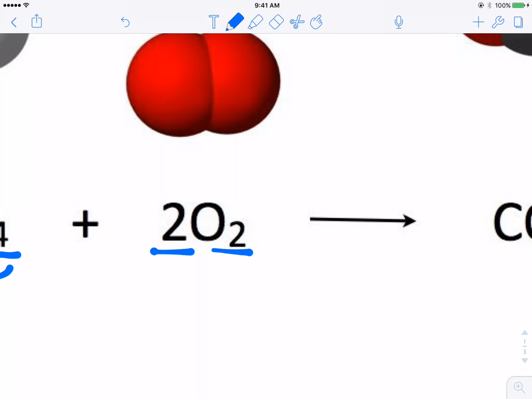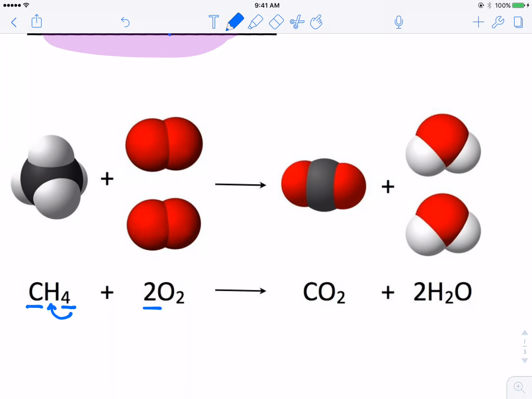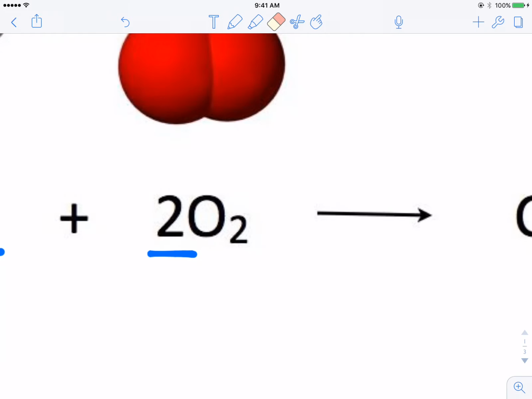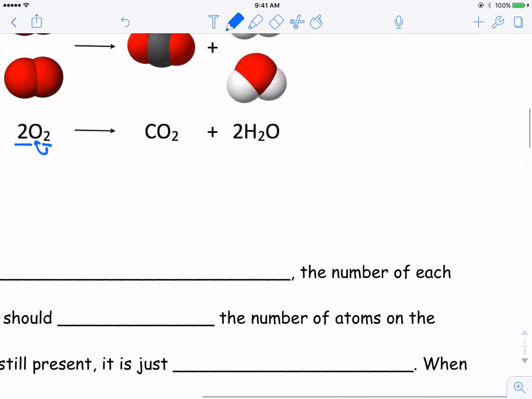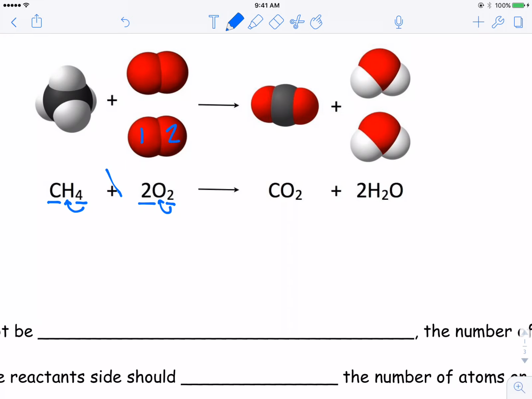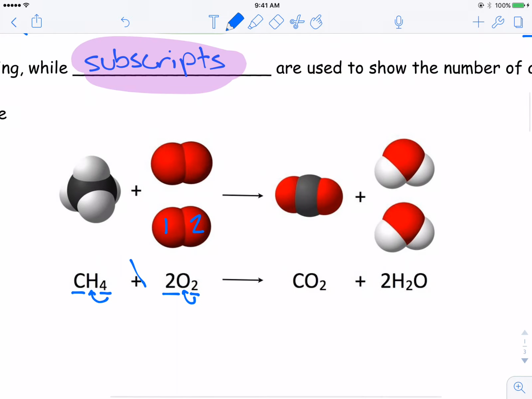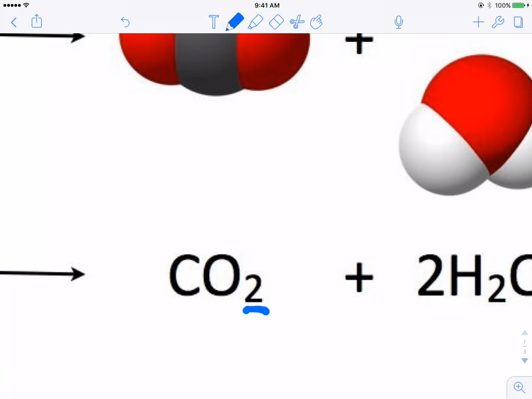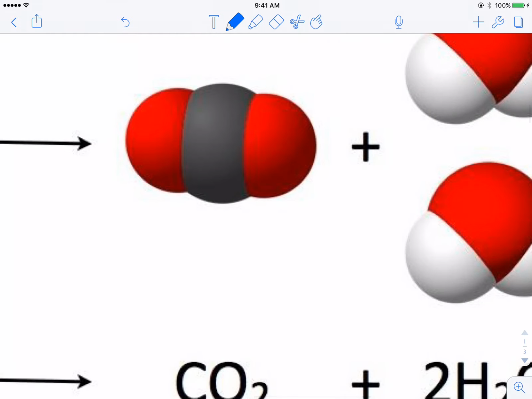2 oxygen, meaning there are 2 oxygen molecules, 1 here and 1 here. And in each oxygen molecule, there are 2 oxygen atoms. So here's 1, 2 atoms of oxygen to make up 1 molecule, and here's 1, 2 oxygen atoms to make up the second molecule. For CO2, there are 2 oxygen atoms and 1 carbon atom. So here are my oxygen, oxygen, and carbon.